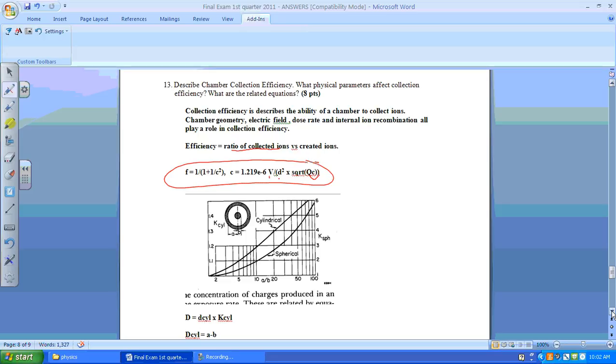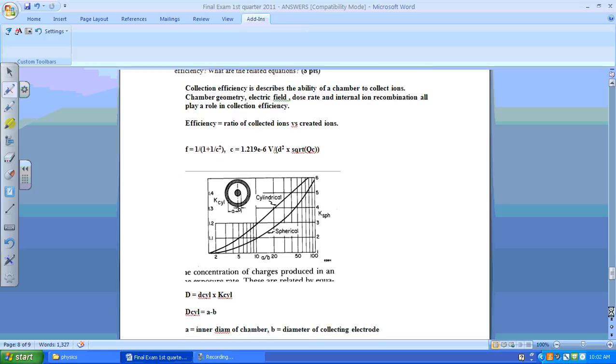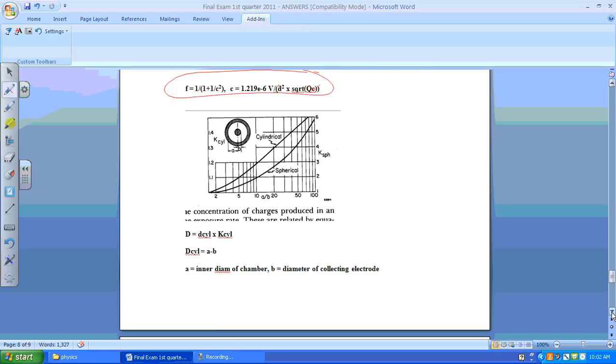Then this graph here converts the d in this equation for plane parallel chambers to a d for cylindrical chambers, and that is represented as the parameter d sub CYL down here. What you do is you have to know what your a and your b are for your cylindrical chamber. You get the ratio of a over b, look up the k in this graph for a cylindrical chamber, and then d is equal to the k that you look up times the d CYL.